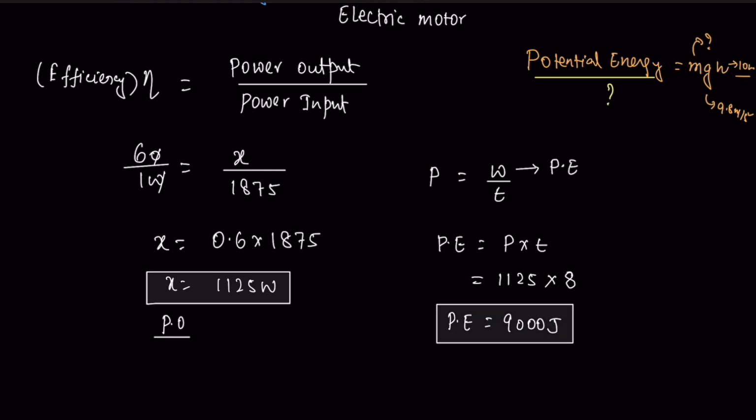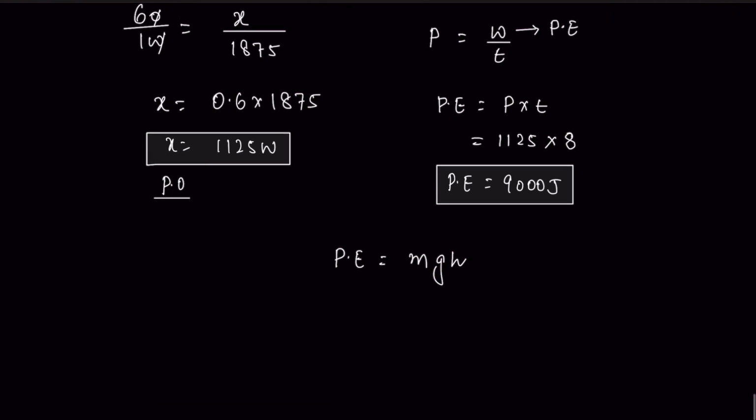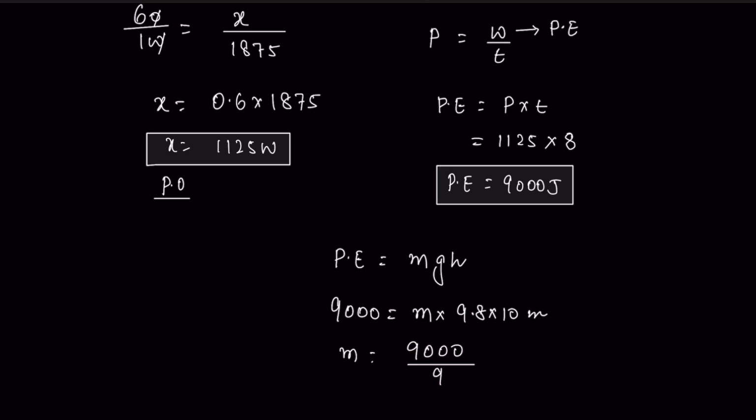So after getting the potential energy, we can use the formula: potential energy is equal to m into g into h. Potential energy is 9000, mass is unknown, g is 9.8, and the height is 10 meters. So m is equal to 9000 upon 98. So it will come approximately 91.84 kg. So this is the answer to this question.